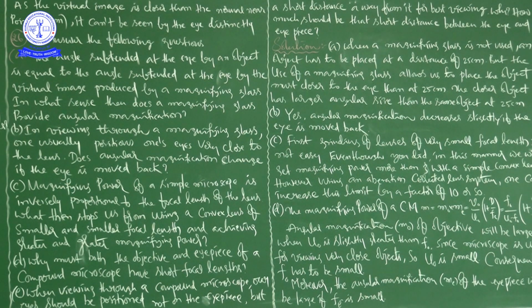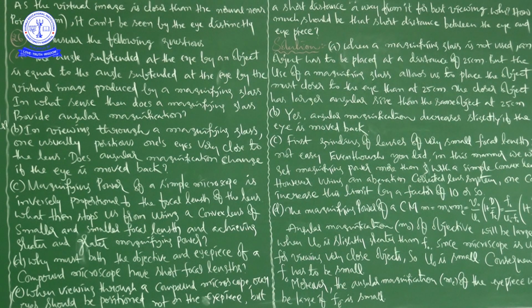And moreover, in this way, you cannot get a magnifying power of more than 3 with a simple convex lens. However, if we use an aberration corrected lens system, you can increase the limit by a factor of 10 or so.